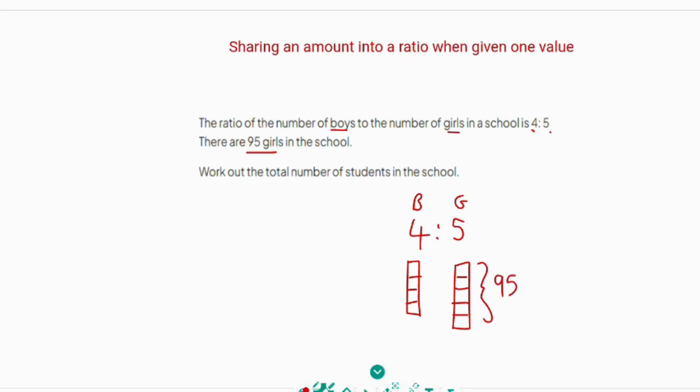So now we can work out how much goes into each box. 95 divided by 5 is 19. So every single box in this ratio is worth 19. How many boys are there? 19 times 4, 76. We know already there are 95 girls. How many students are in the school? Add those values together. 171.